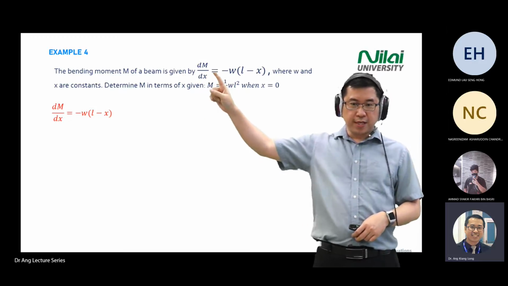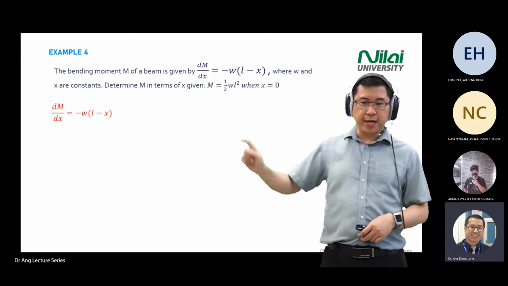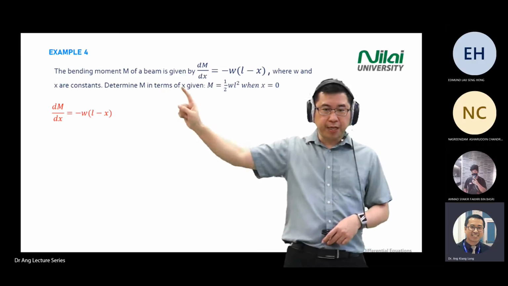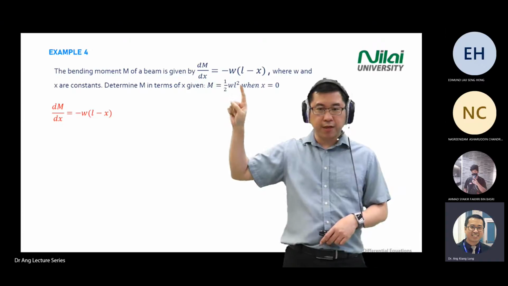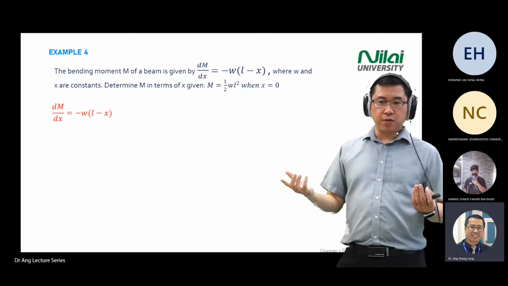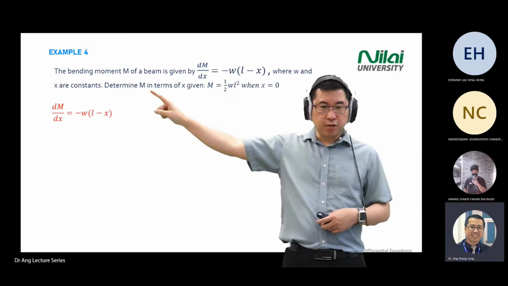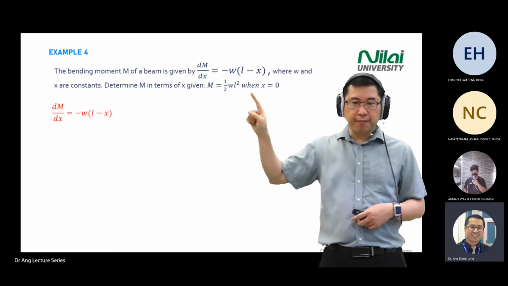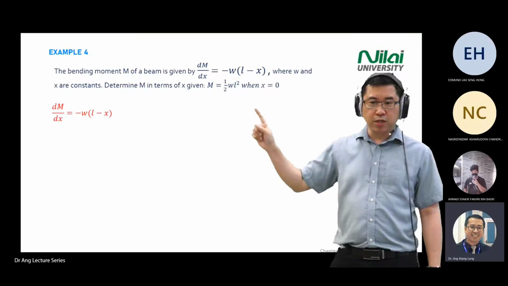So you're still seeing the dy/dx pattern, but in this case you see M and x. You are given a bending moment M by one equation, and this is the differential equation that you're familiar with. In this one, it straight away gives you the equation, so you don't need to rearrange it. Where w and L are constants, determine M in terms of x, given M and x. So M equals this, x equals this.